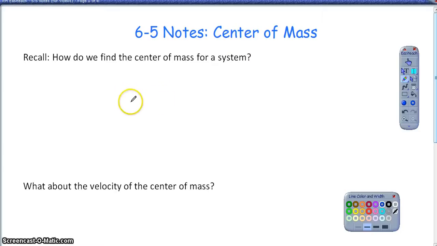Okay, so 6.5 notes. What we're going to focus on in this section is finding the center of mass, and we're actually going to see how we can use calculus to help us find the center of mass for both uniform and non-uniform objects. So again, this section is a big section to make sure you're paying attention to. And the reason we're doing this now is it comes back in for chapter 7 when we talk about the moments of inertia for various shapes.